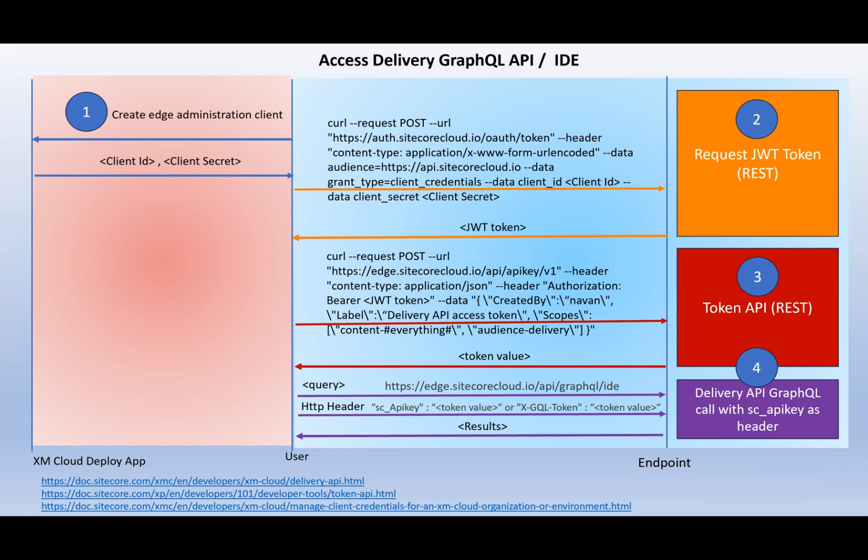So Edge administration client is part of the XM Cloud portal. You can create and get the client and secret, then pass those values. You get a token, then push that. So this is an approach for the delivery API, where the main point is you have to create an Edge administration client, because it's a delivery API.